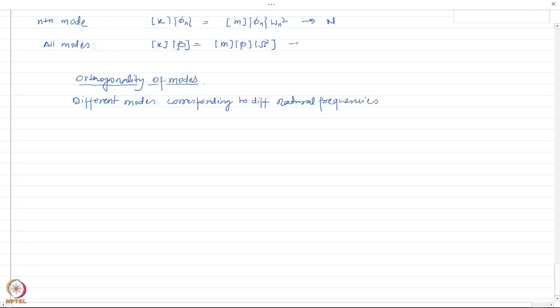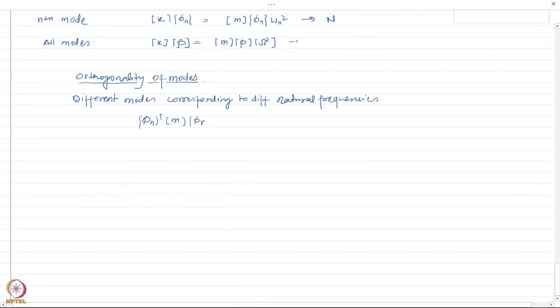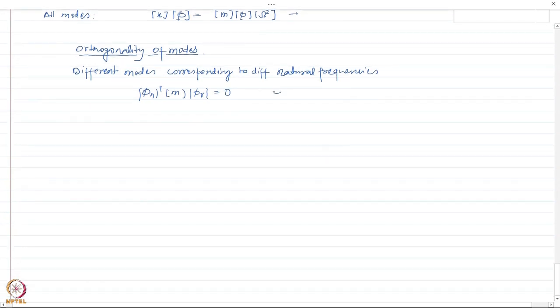can be shown to satisfy the orthogonality condition, which is basically, if I take a mode shape n and take a transpose of that and multiply it with the mass matrix times the mode shape of another mode, this would be equal to zero. The same condition can be shown for the stiffness matrix as well: if I take the transpose of mode shape n, multiply with the stiffness matrix times another mode shape, again this would be equal to zero. Mathematically we can prove this. Let us see how we can do that.